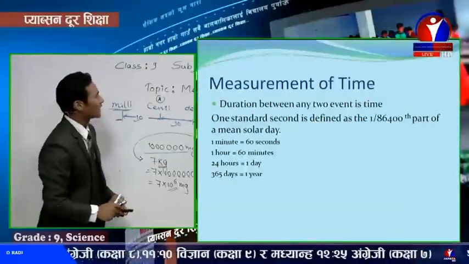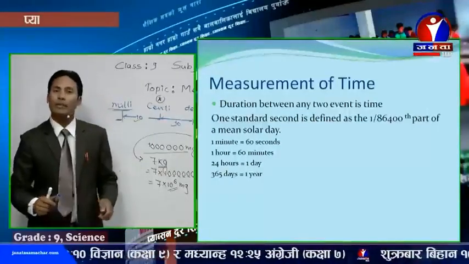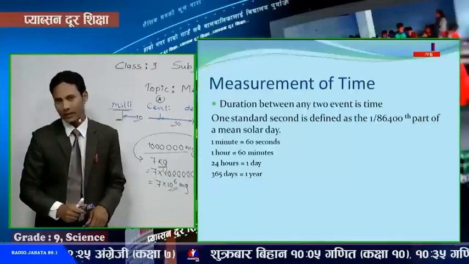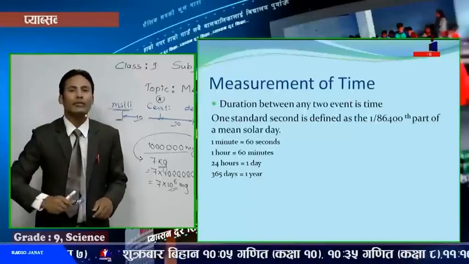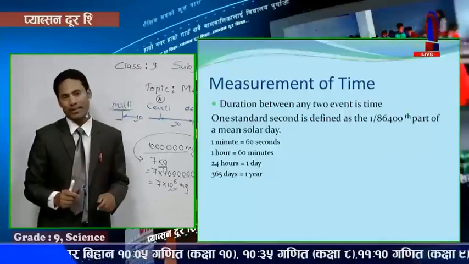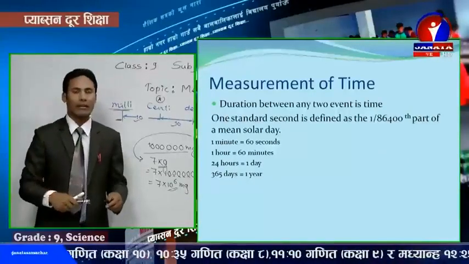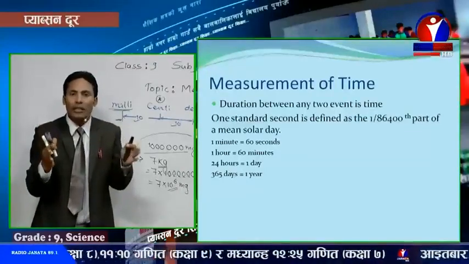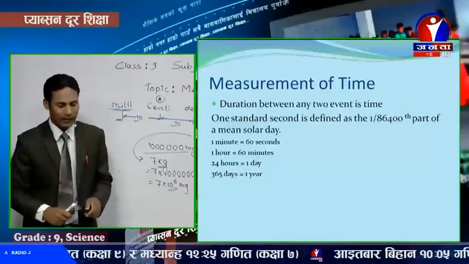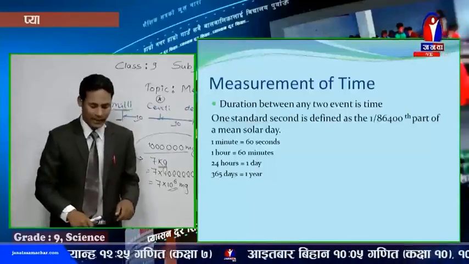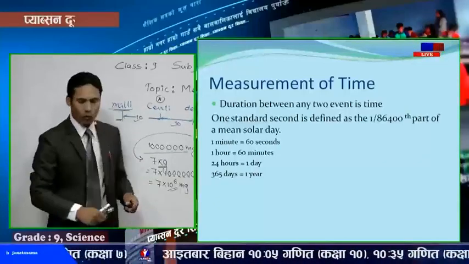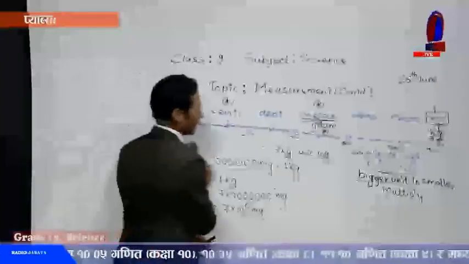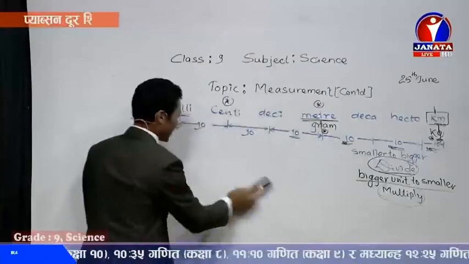the measurement of time. The measurement of time means the interval between two events. The interval between two events is known as time. For example, in your school, the first period and second period have a certain time interval. That duration is known as a time interval. And the 1 standard second can be defined as, okay, let me derive this 1 standard second.